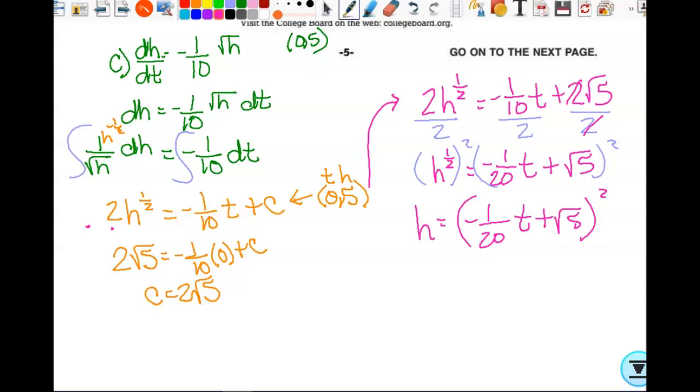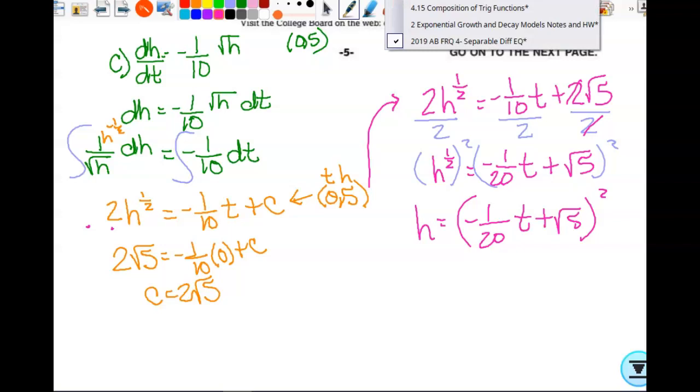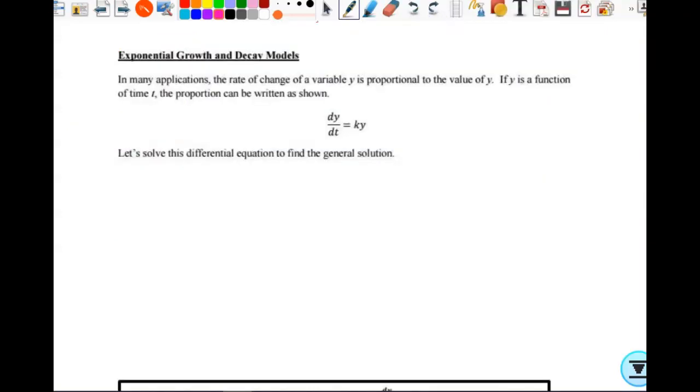So let me get to where I need to be here. Here we go. All right. So in many applications, the rate of change of a variable, this is the important wording here, the rate of change of a variable y is proportional to the value of y. So the rate of change, dy/dt, is proportional to the value of y. If y is a function of time, the proportion can be written as shown here. Okay? So it's not really written as a proportion. Y'all have done ratio and proportion forever.